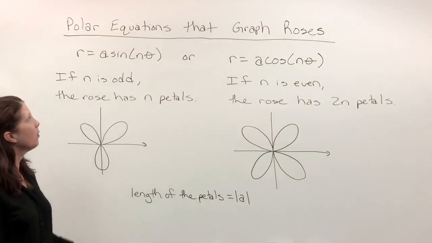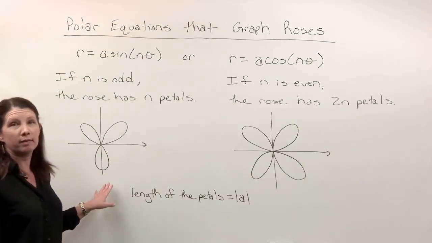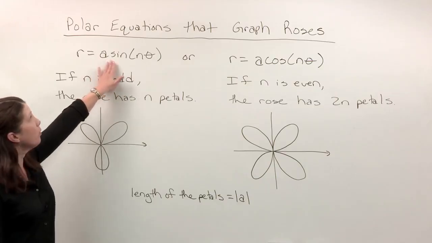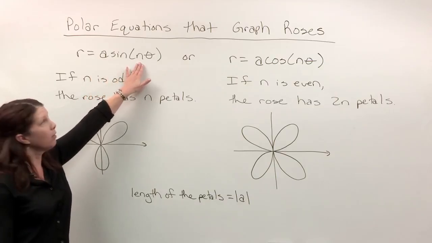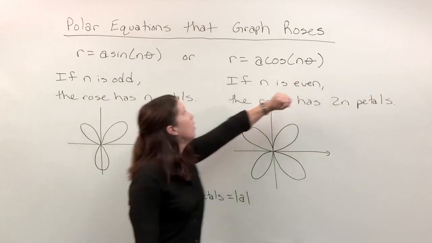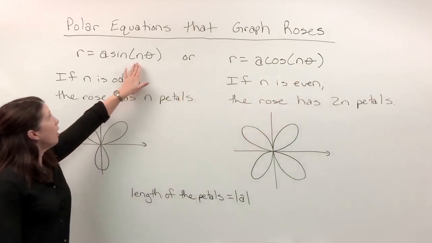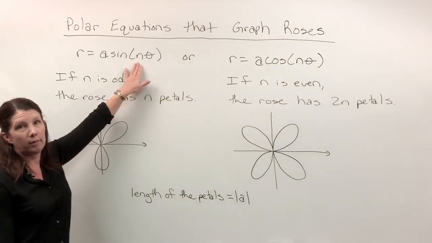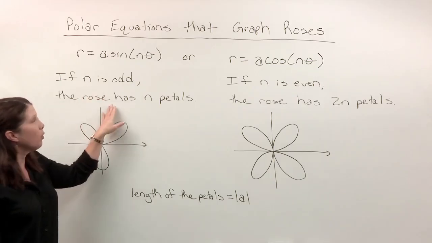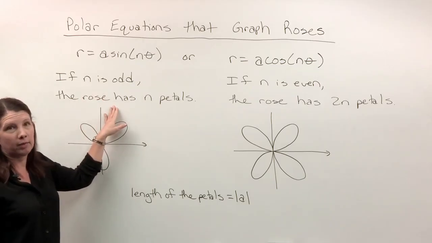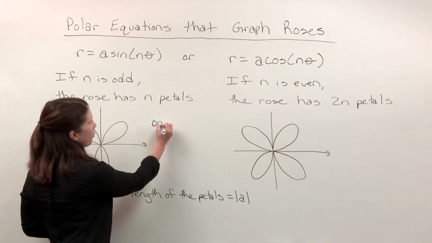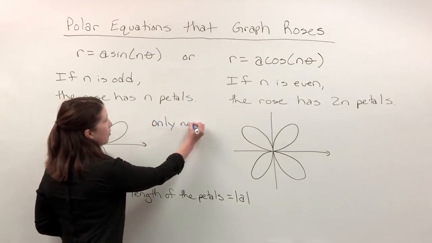The next type of graph that we're going to look at are graphs of roses. The equation for the graph of a rose will be in the form r equals a sine n theta, or r equals a cosine n theta, where n is a whole number not equal to 1. When n is odd, the rose will have n petals. In this case, you will only need to find points in the interval 0 to pi.